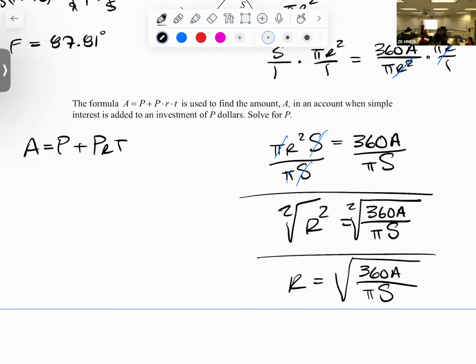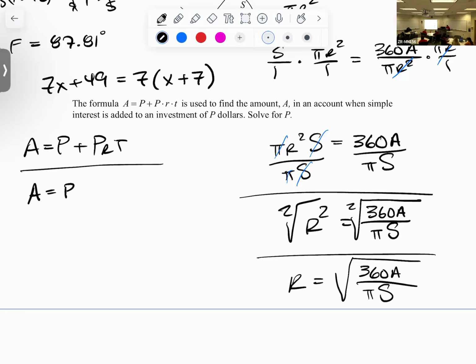When you remove a P, it might be easier to see with 7x plus 49. When I pull a 7 out of there, that's factoring. I pull 7 out and I'm left with x plus 7. Same thing here. If I pull a P out of this, what's left in the first term? A 1. 1 times P makes P. Separated by an addition, what's left in the second term? RT.